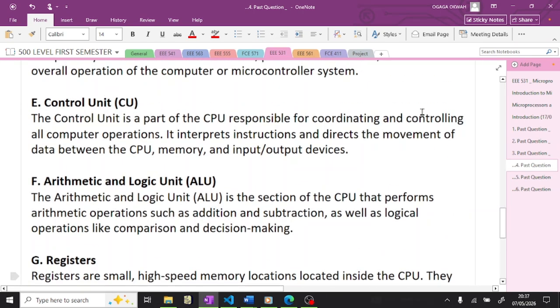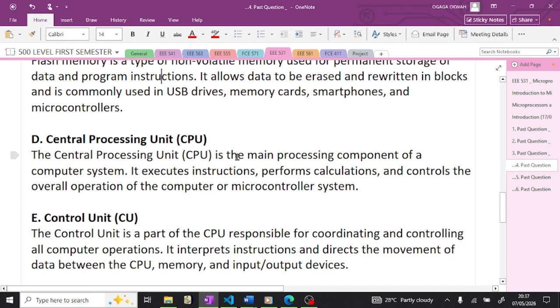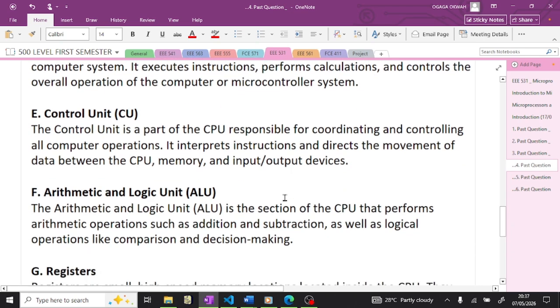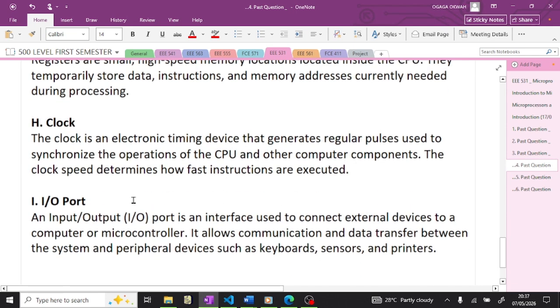Okay, so when data comes into the CPU to be processed, of course the data has to land somewhere. That somewhere, that's where registers come in. Those data have to land on the register, or be received and saved temporarily inside one of the registers. So they temporarily store data, instructions, and memory addresses currently needed during processing.